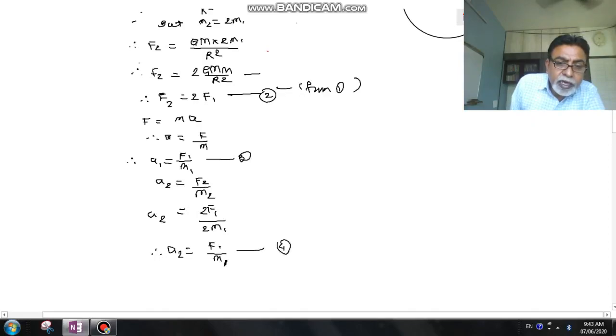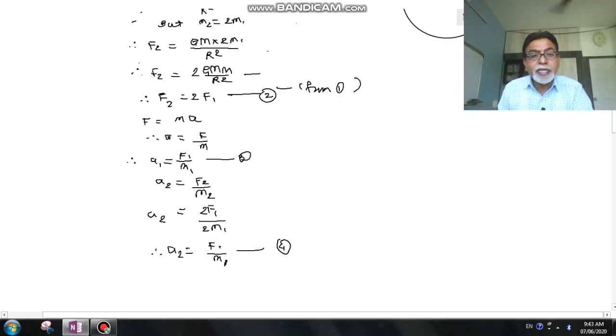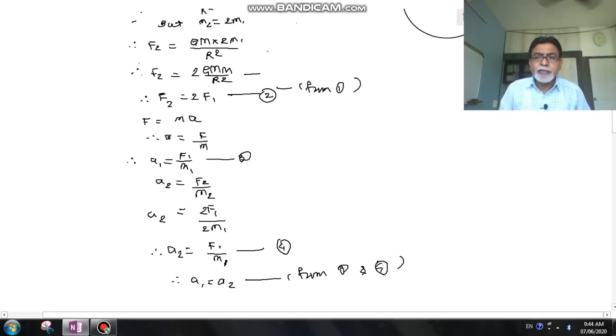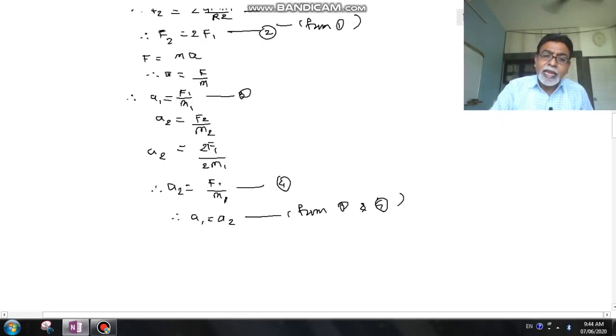Equation number 4. From equations 3 and 4, look here, both of them have their right-hand side equal, and therefore we can say that from equations 3 and 4, a1 is equal to a2. It means that both will have the same acceleration, and as both have the same acceleration, they will have the same velocity too. We can calculate that also using Newton's first equation of motion.